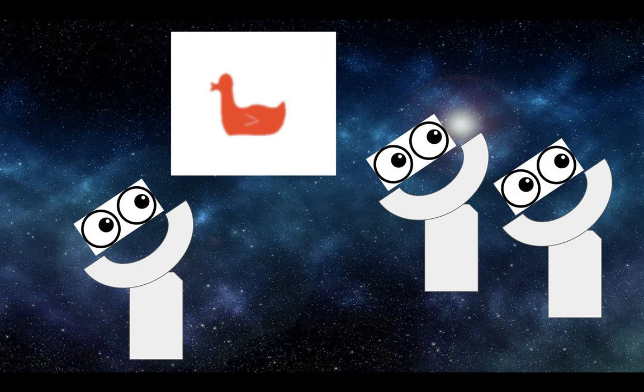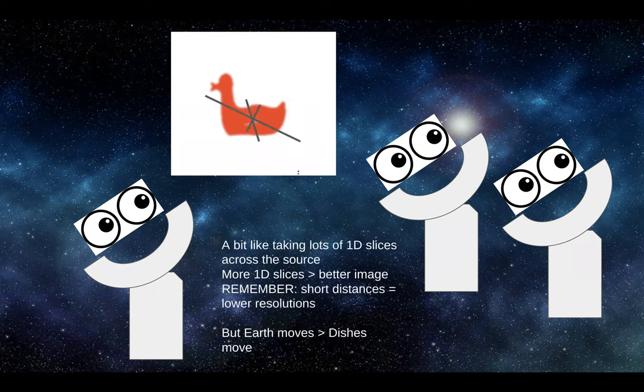If you remember back to when you had a two-element interferometer, it was kind of like a very long ellipse, a little bit like a line in some sense. Another way to think about this is that you can think of each pair of telescopes making 1D slices across the source. And so the more dishes you have, the more 1D slices, the better the image will become.